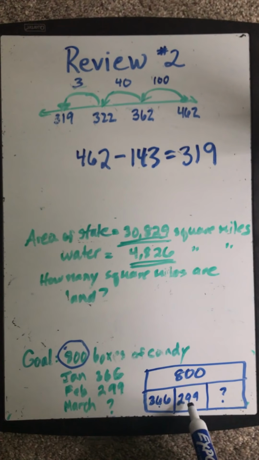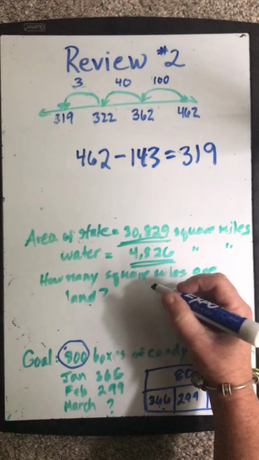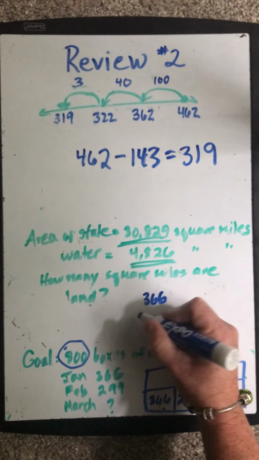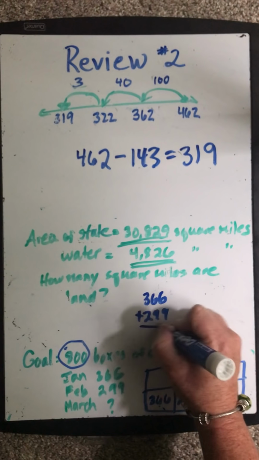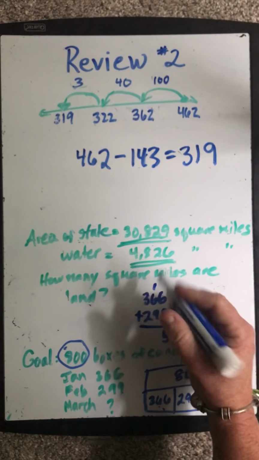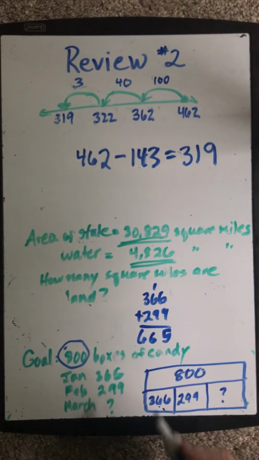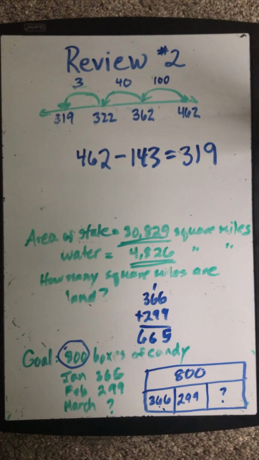But we need to figure out first how much we're going to subtract. We want to add what we know so far. We know what we sold in January. We know what we sold in February. Let's add those two together. 366 plus 299, and we get 665. That is how much we've sold so far.